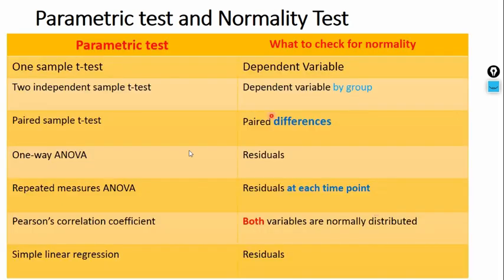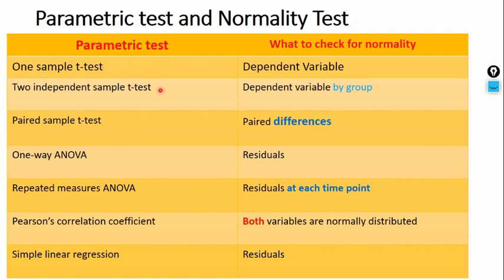Parametric test and normality test. Friends, I have told you normality can be checked graphically or with a test also. Now we will discuss the normality test. There are so many parametric tests: one sample t-test, two independent sample t-test, paired sample t-test, one way ANOVA, repeated measure ANOVA, Pearson's correlation coefficient, simple linear regression. All these come under the category of parametric test.